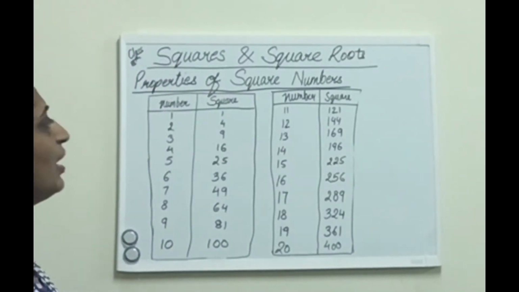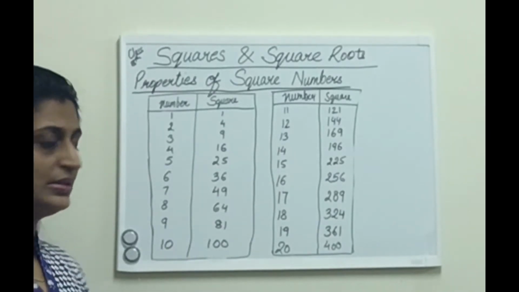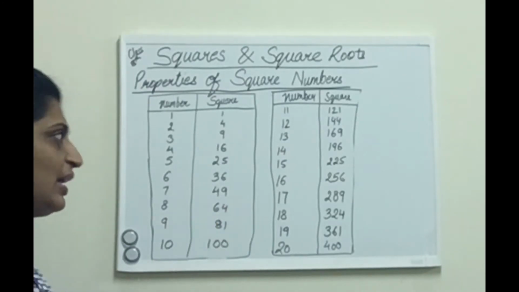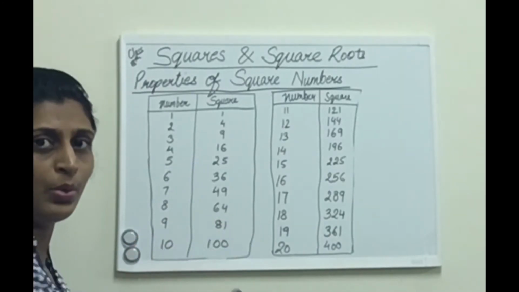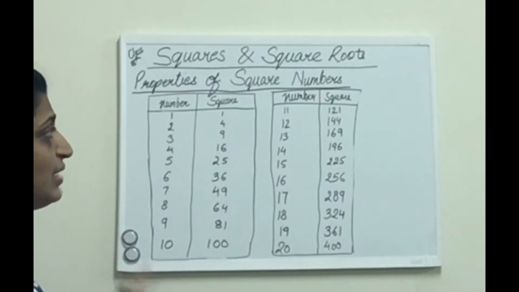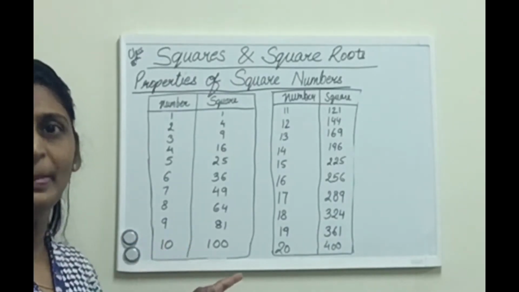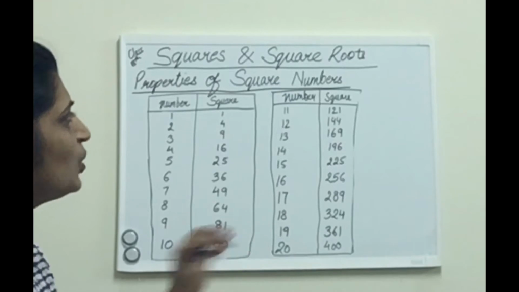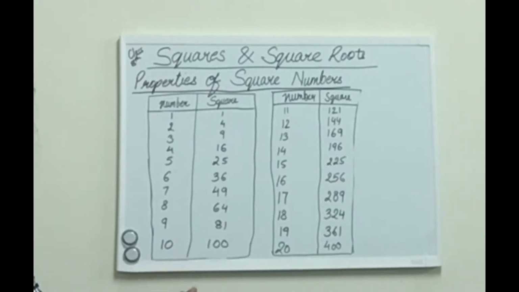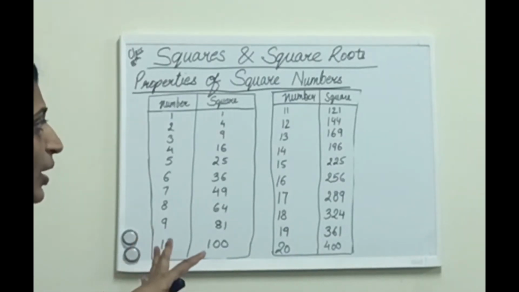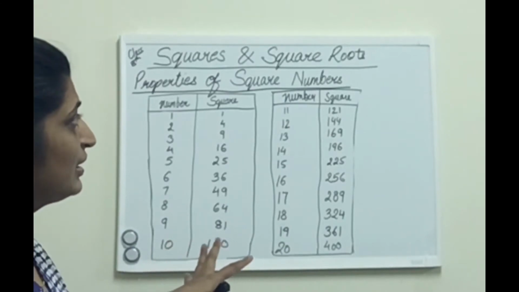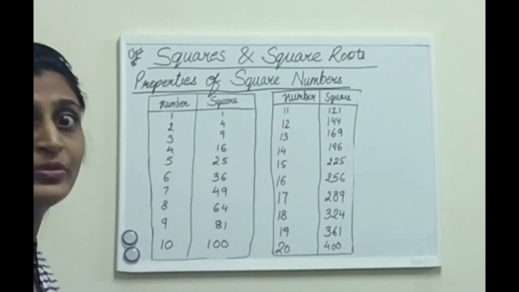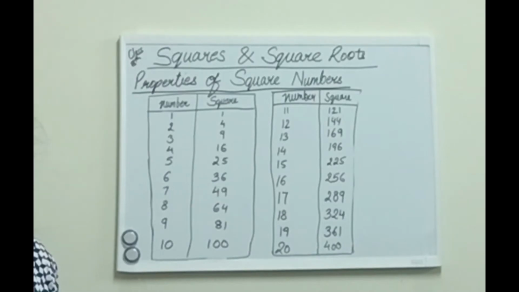So, first of all, writing these two tables, the squares from 1 to 10 and then 11 to 20 on the board, I have some motive behind that. And the motive is to find something which is unique, something which you can look upon, and you can tell me, oh yes, the squares are of this kind. This is a property of squares.